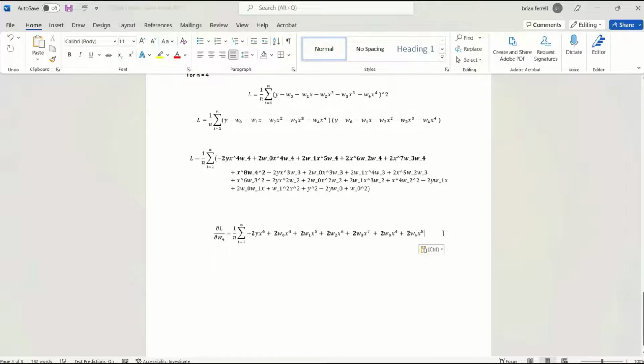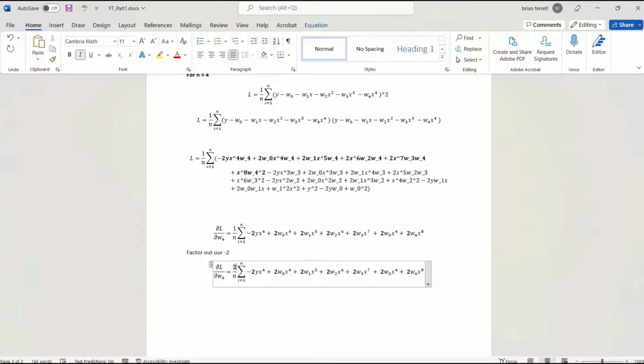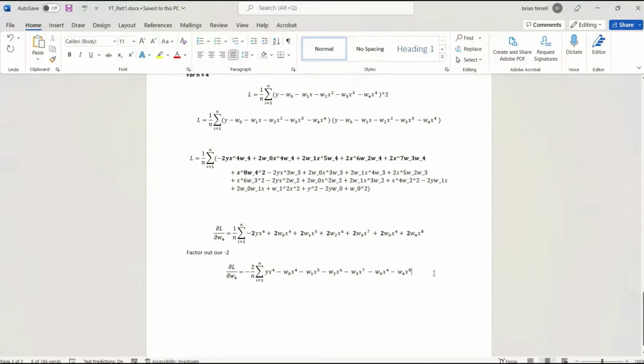Okay, so assuming this is correct, we can now factor out our -2, right? So if we take this and copy it, put our -2 right there, that becomes that, this becomes negative, this becomes negative, this becomes negative, same thing, and then this becomes negative, okay? So now we have something like this, right?